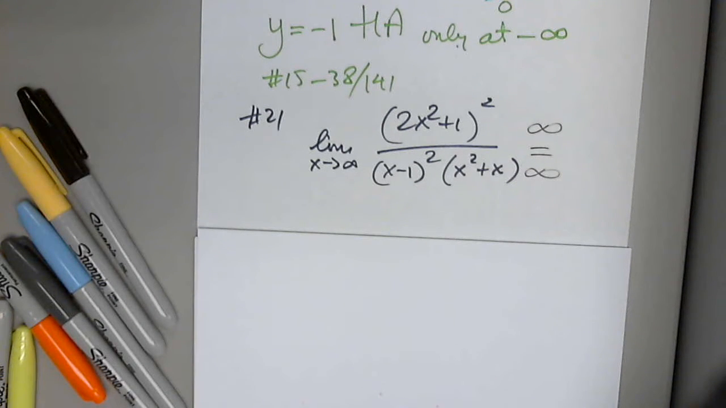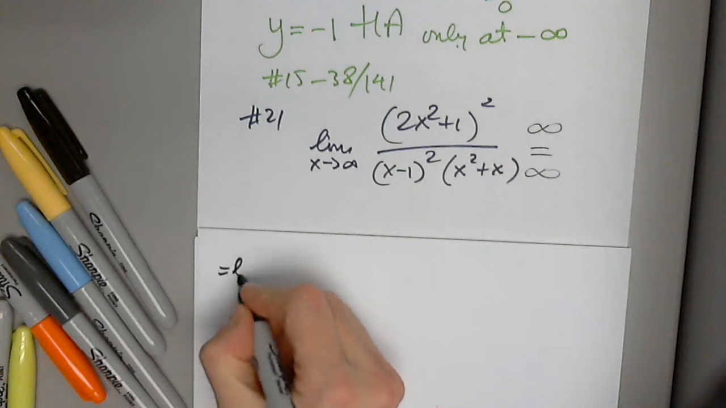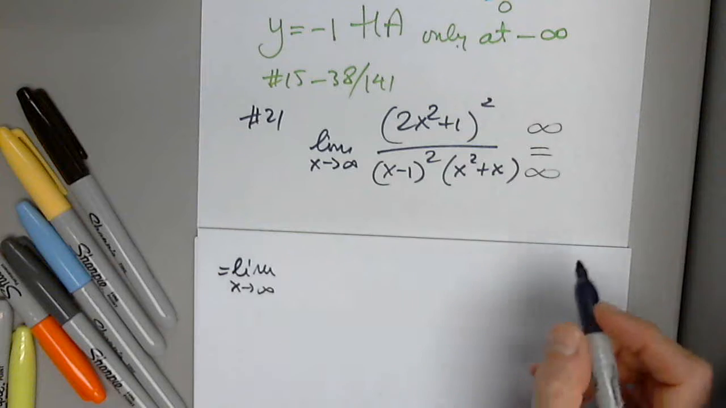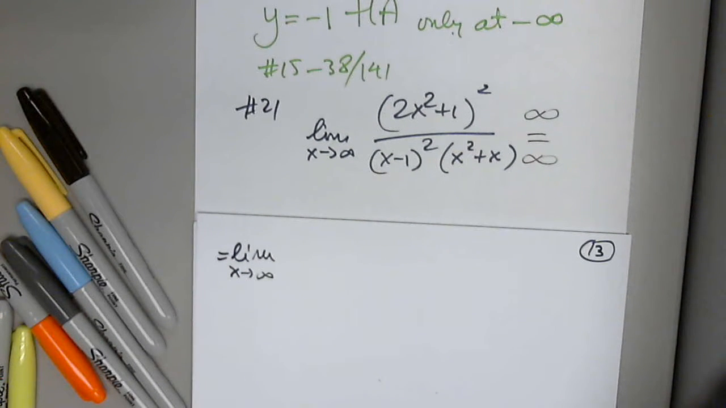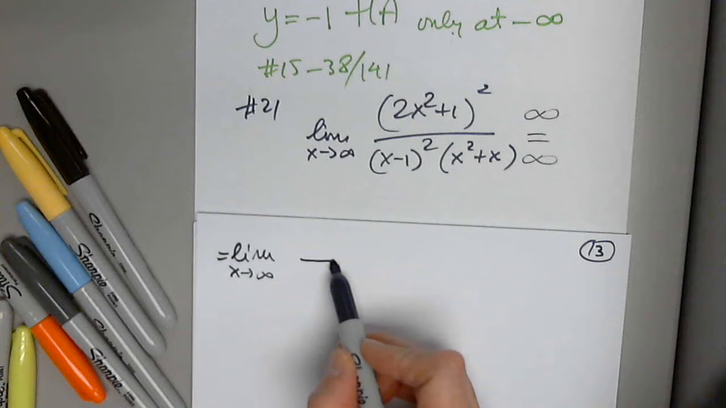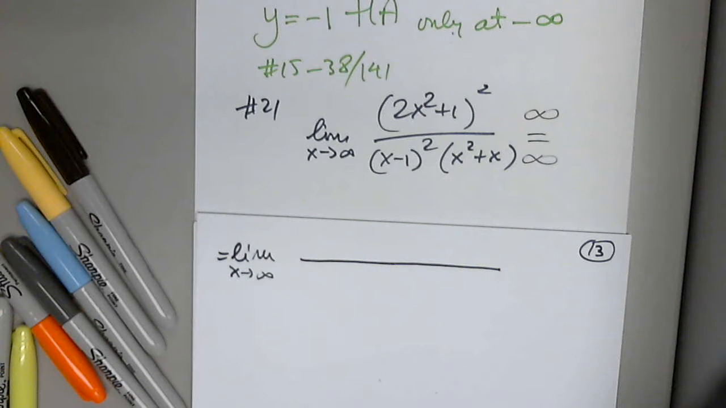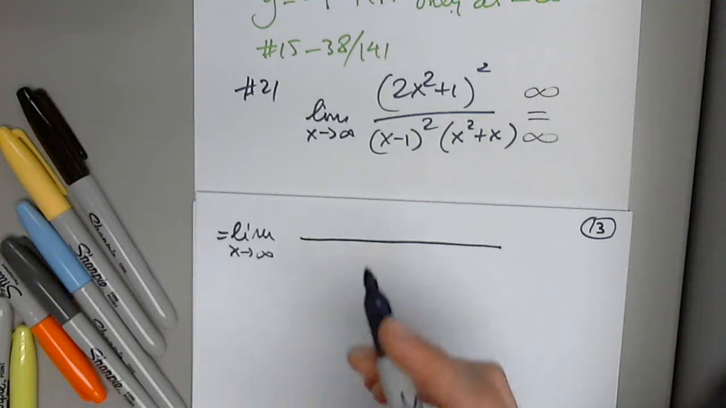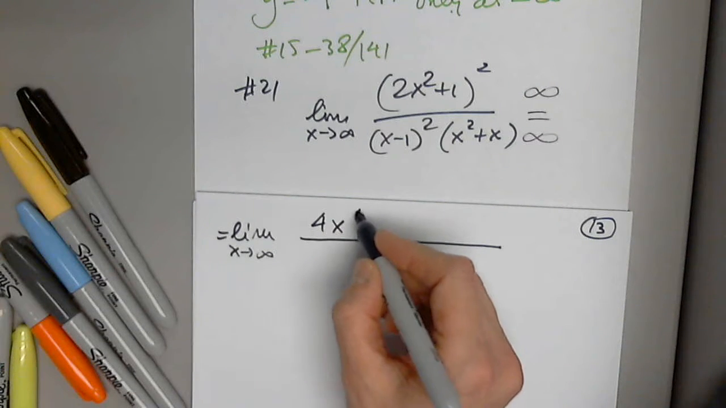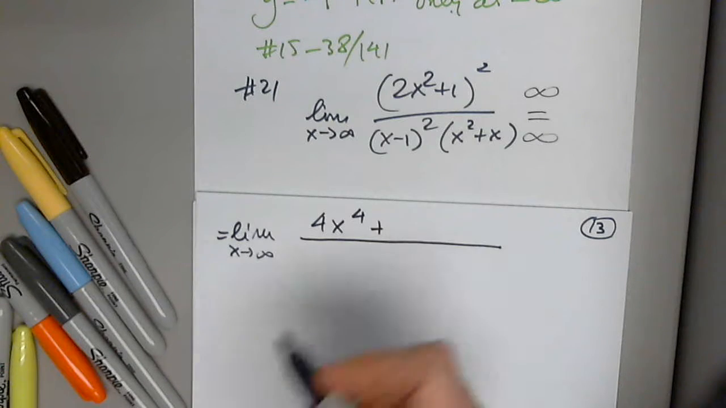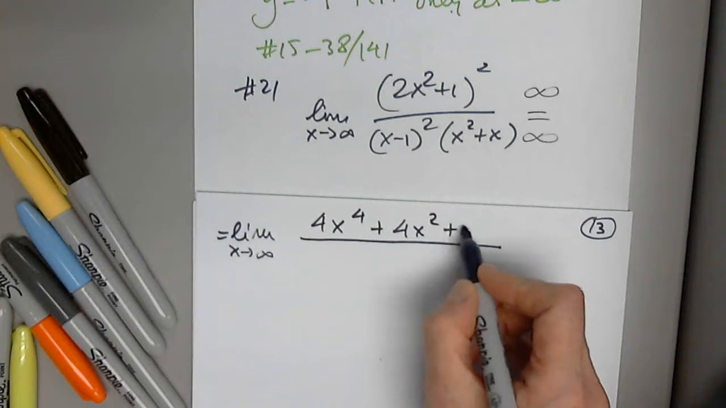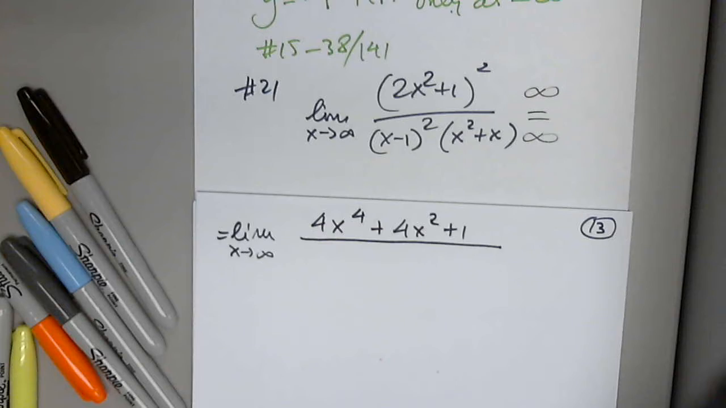Okay, so when we expand the numerator, what will be the leading term? Just give me the leading term. 4x to the 4th. Okay. And yes, I have plus 2 times the first times the second. And I'm done with the top.